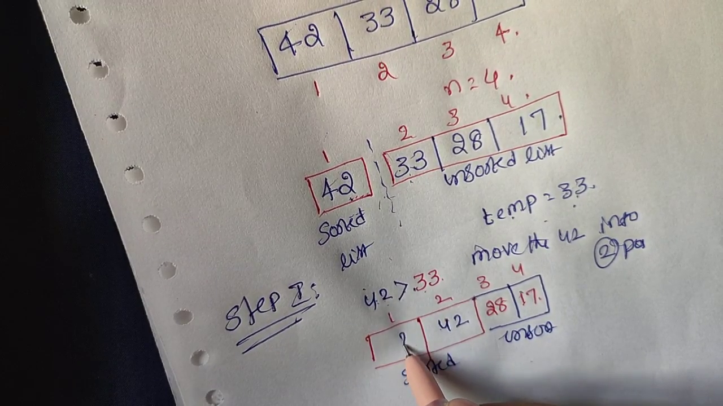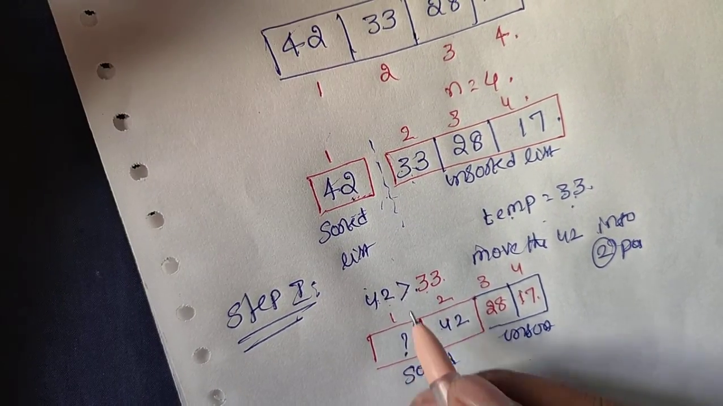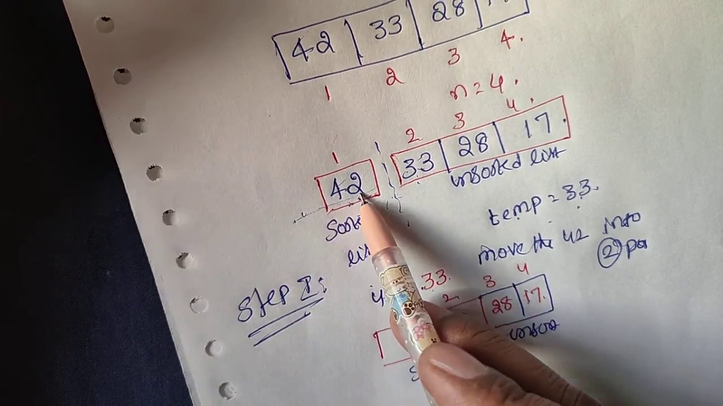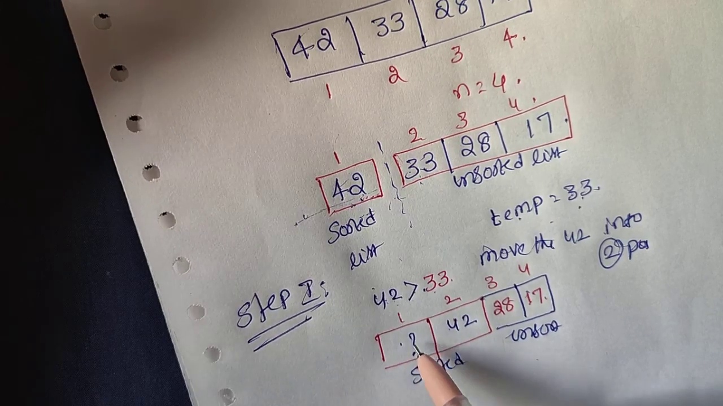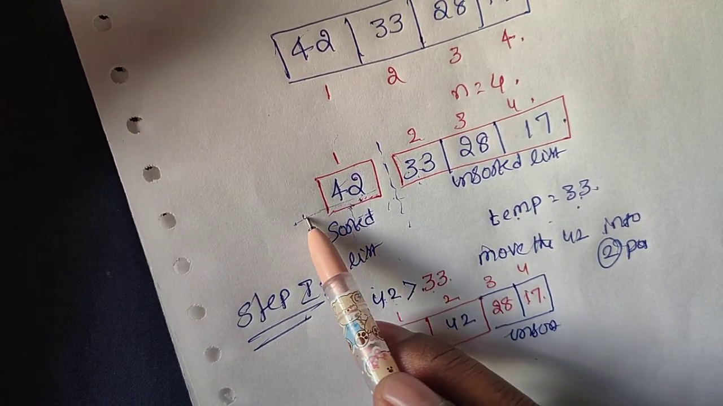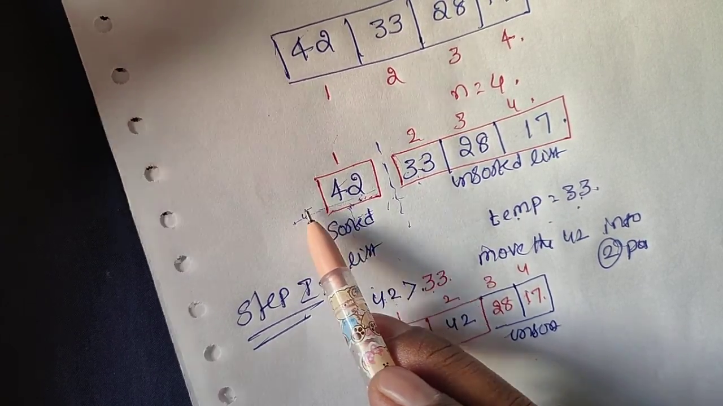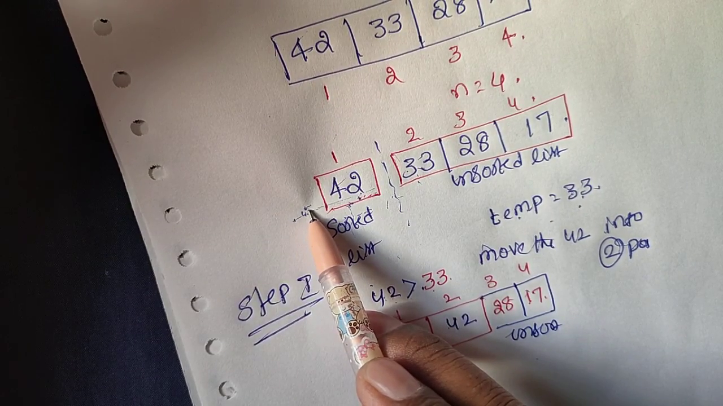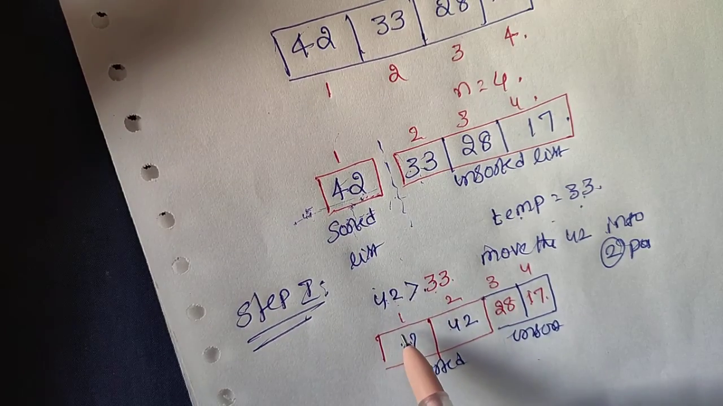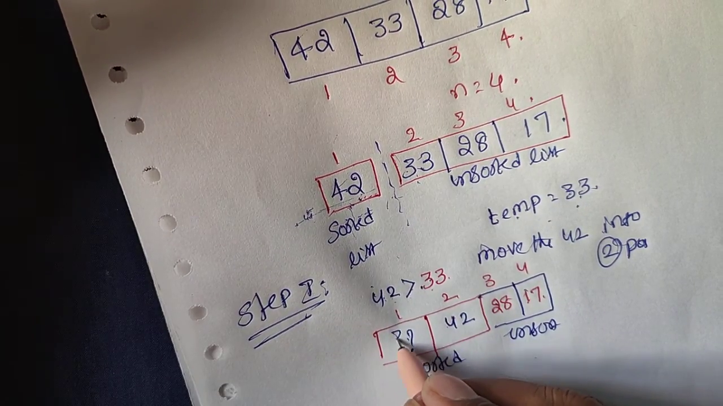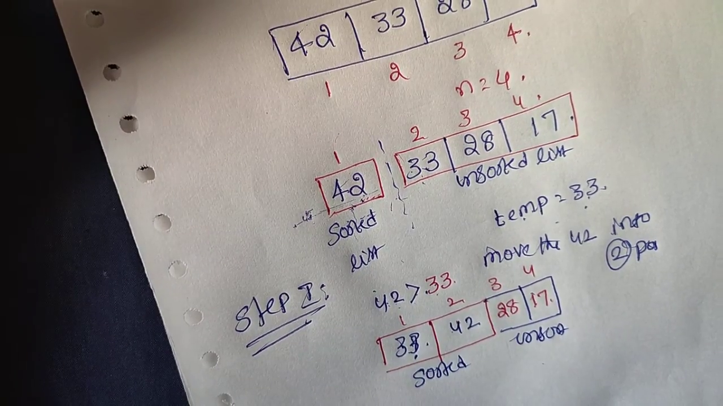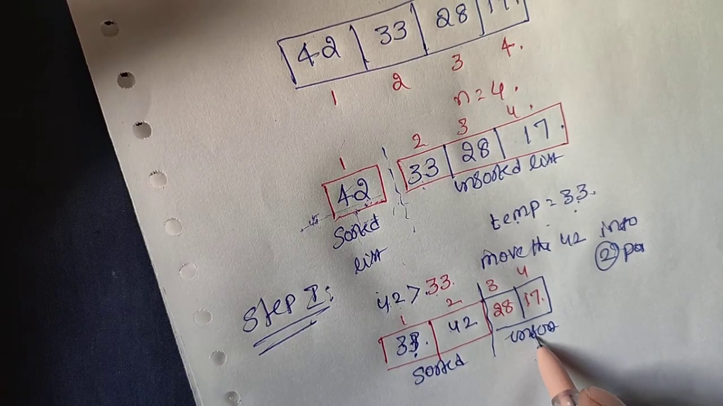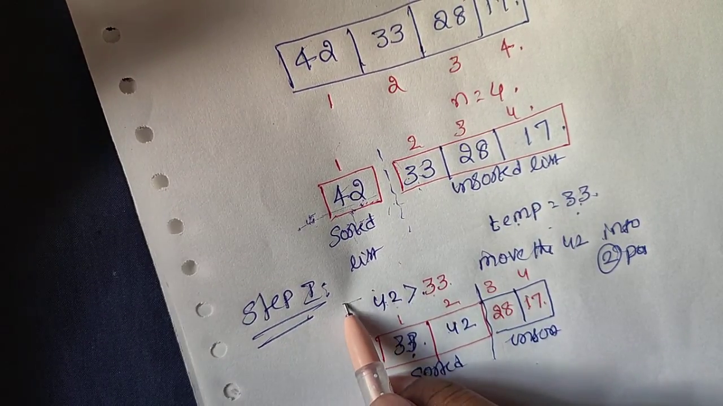But here the first position is now empty. We must check whether there is any other element. If there is, we compare again with 33. Since there is no element here, no value, we automatically store 33 here. Now this is the sorted list and this is the unsorted list. So this is step 1.